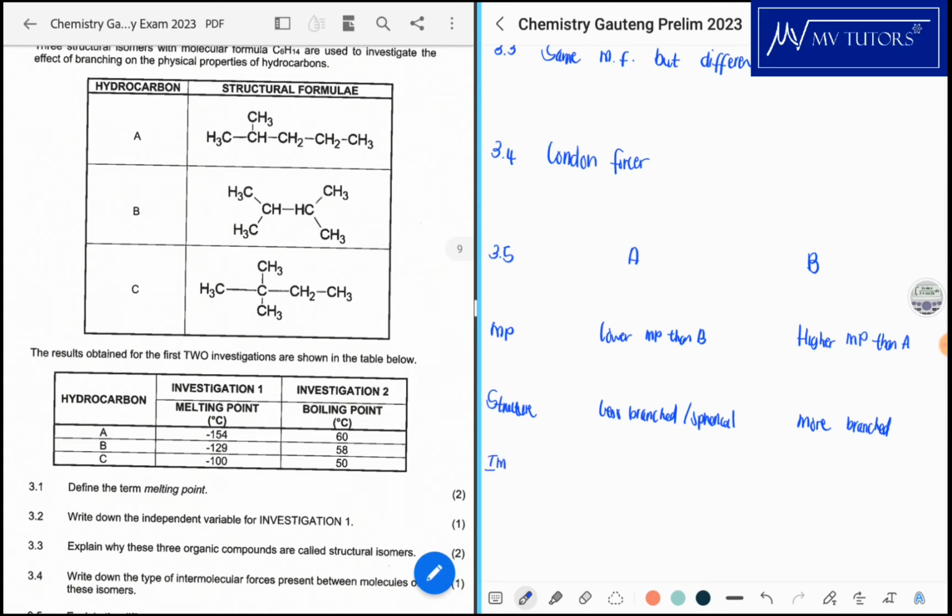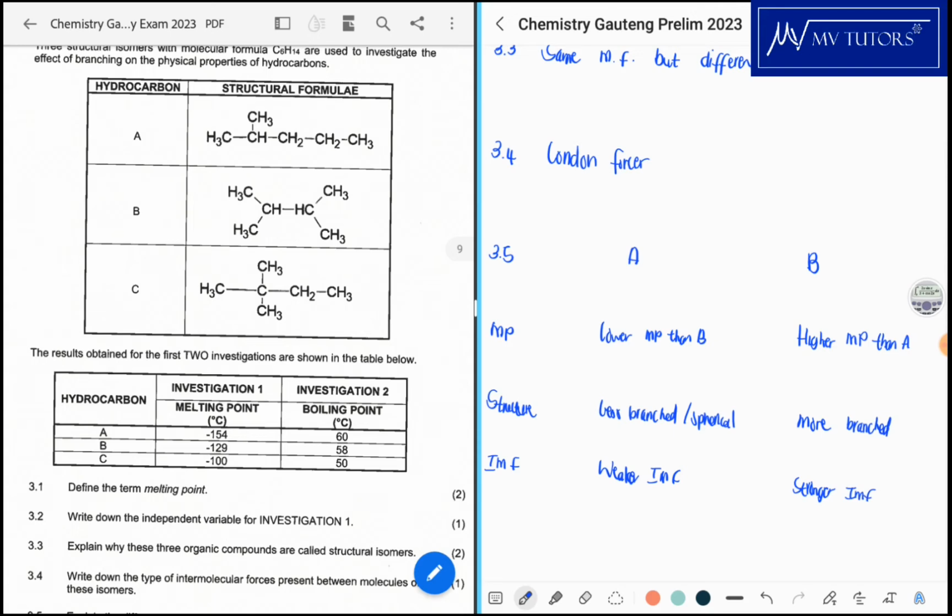Okay, because if A has a lower melting point than B, it means that the intermolecular forces are actually weak, which doesn't make sense, but that's what we're observing. So basically, hydrocarbon A has weaker intermolecular forces than B, and B, in this case, since it has a higher melting point, it basically has stronger intermolecular forces.